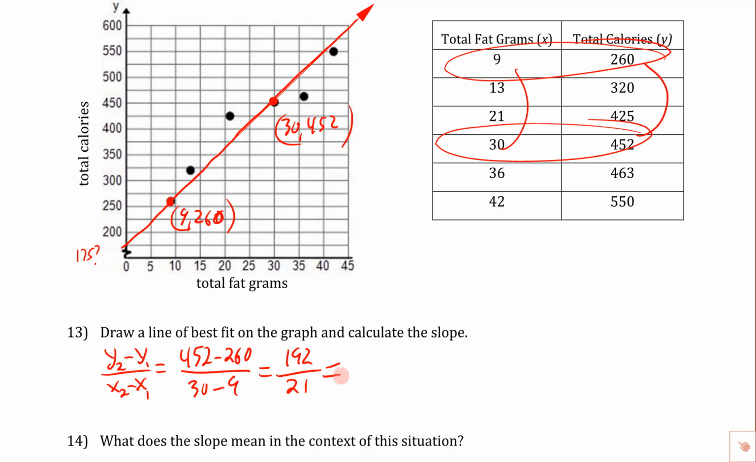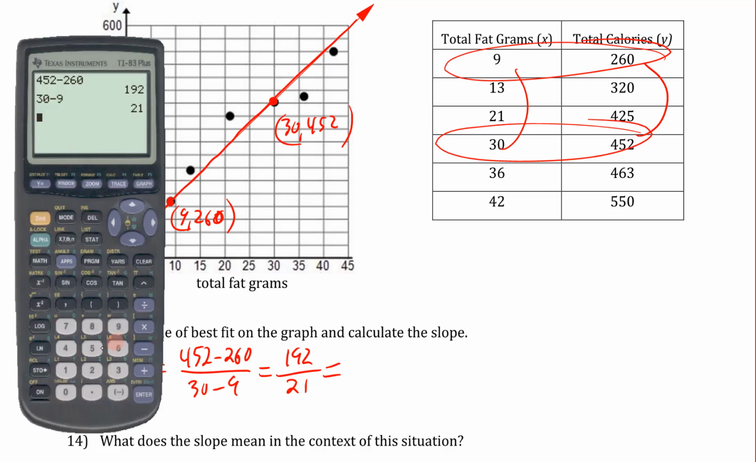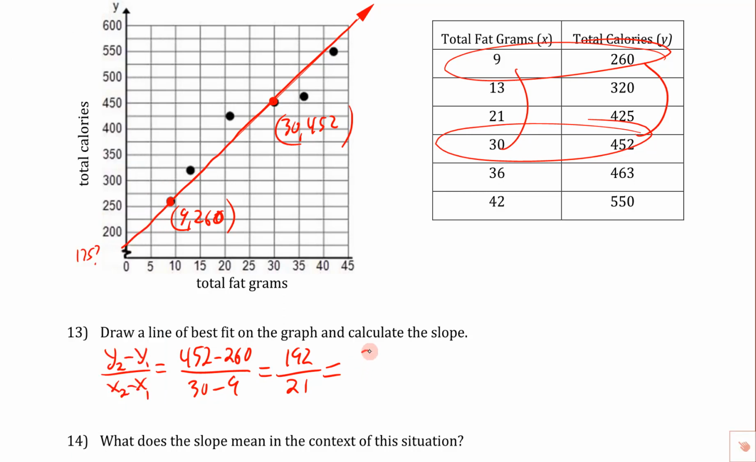Now, this is what it would be. Maybe we can reduce that, maybe we can't, I don't know. If we can, I think 3 goes into both of these, but this is a story problem anyway. So let's just change this into a decimal. On our calculator we'll do 192 divided by 21, and we end up with 9.142. So let's go to the nearest hundredth, 9.14. All right, so we've calculated the slope.